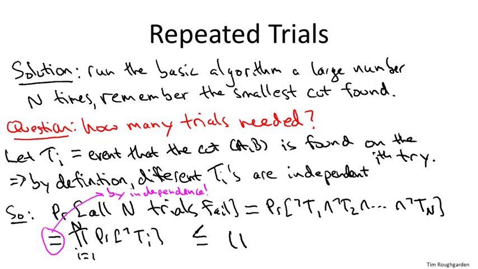All right, so that's a little calculation. Don't lose sight of why we're doing the calculation. We want to answer this question: how many trials do we need? How big does capital N need to be before we are confident that we get the answer that we want?